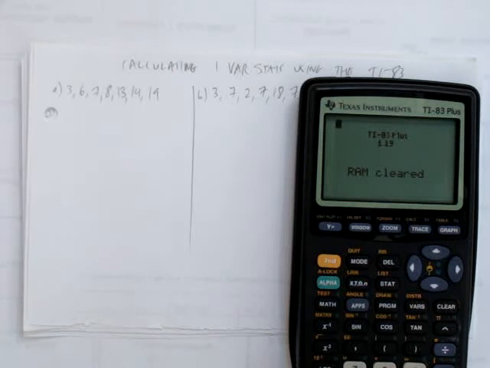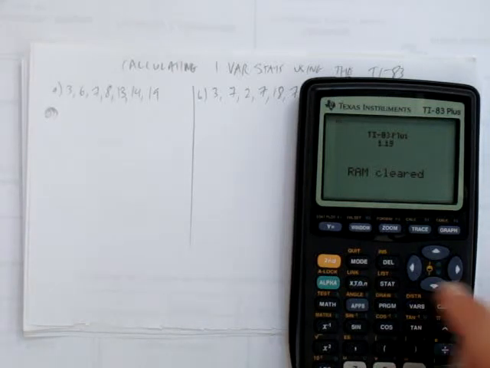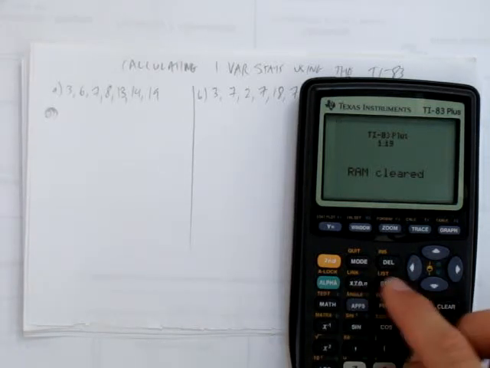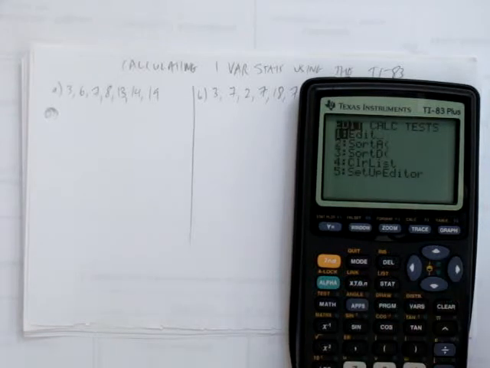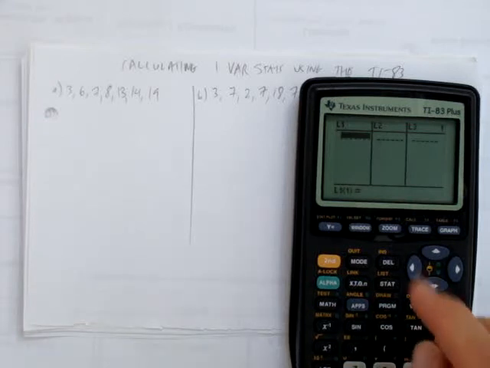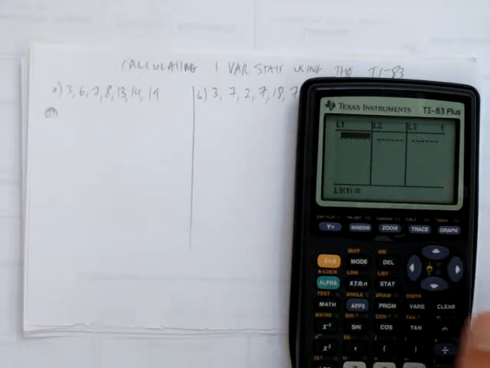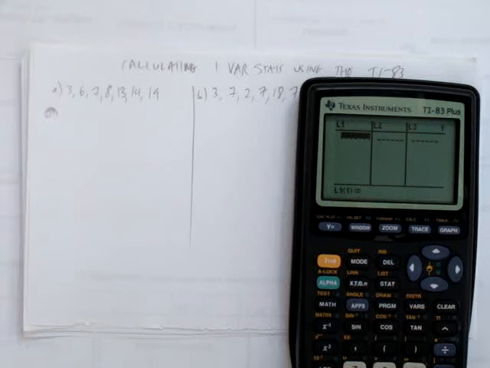Good to start. What do I want to do first? Hit the stat button. It's under the del button, 2 to the right of the green button. And when I hit that, I see edit. That's the option I want. I can just hit enter, and I get a bunch of lists. List 1, list 2, list 3. I'm just going to use list 1 this whole time.